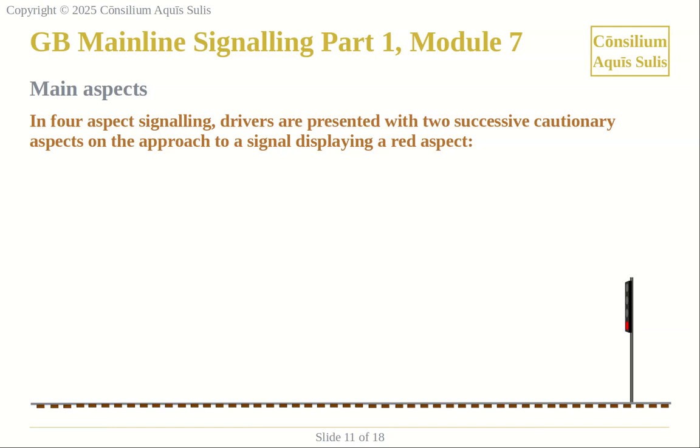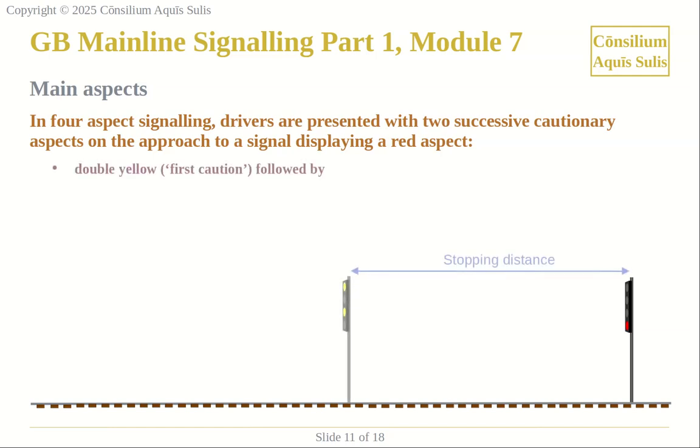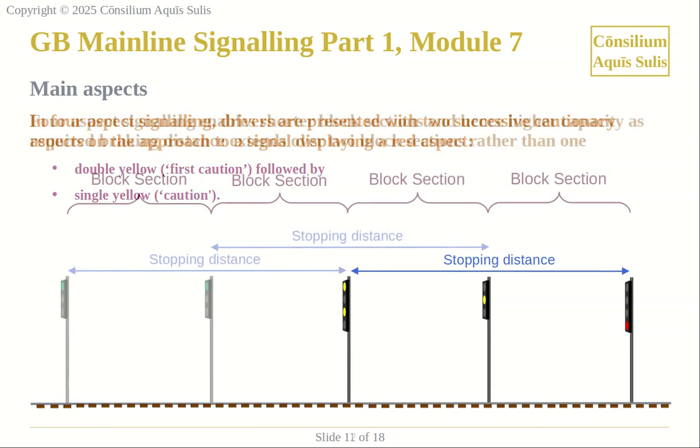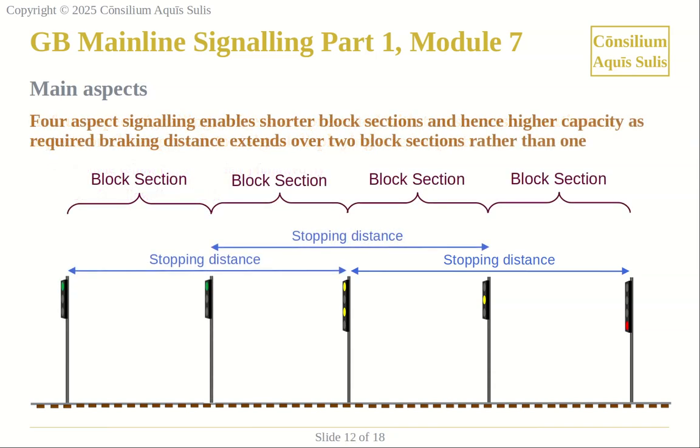Four-aspect signalling goes one step further by presenting two successive cautioning aspects. The first is the first caution, the double yellow that we saw earlier, which is displayed a stopping distance from the red aspect. That is followed by a single yellow caution, hence the stopping distance is spread over two block sections, and because the principle will only allow one train in a block section at once, this allows for shorter block sections and hence higher capacity on the line.